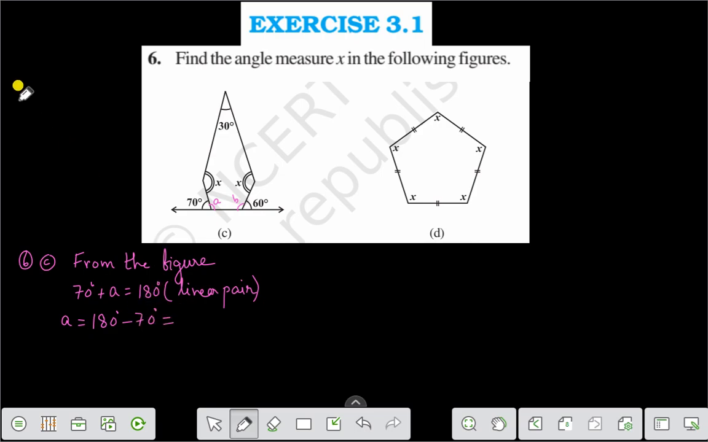If we subtract it, we are getting 180 degree minus 70 degree, that is 110 degree. Also here you see that B plus 60 is equal to 180 because it is a linear pair. Again 60 plus B is equal to 180 degree, because this is also a linear pair.